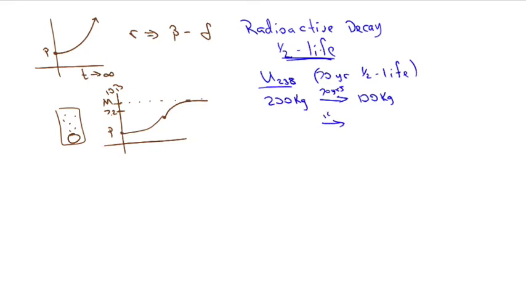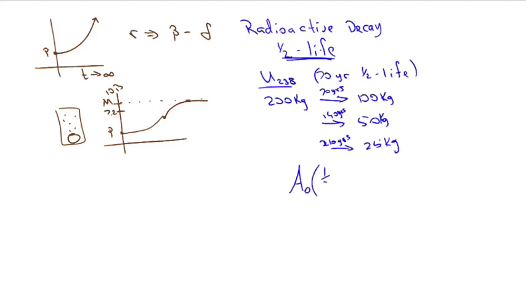After 140 years, how much are you going to be left with? 50. After another 70 years, 210 years, you'll be left with 25. 25 kilograms, not grams, and so forth and so on. Does this ever get to zero? Nope. So one formula you can use is the amount you start with.